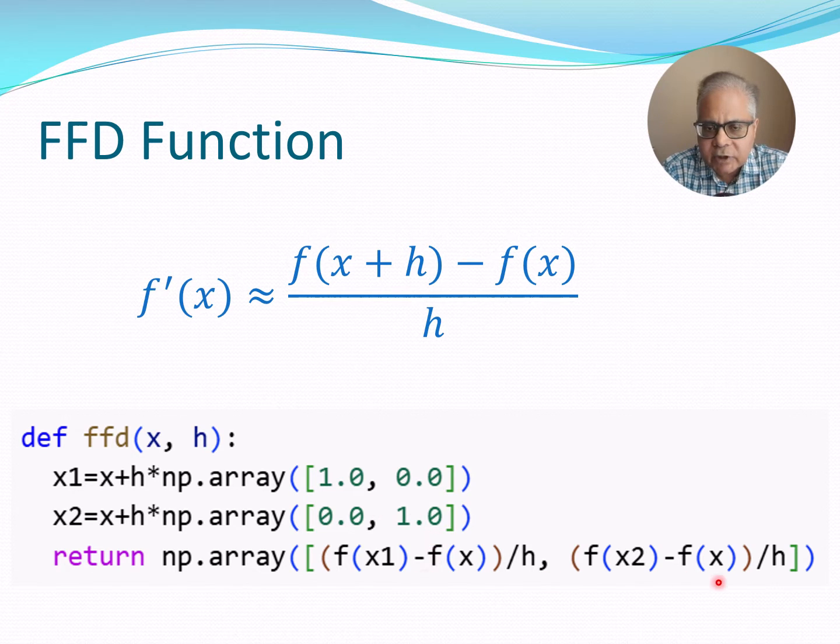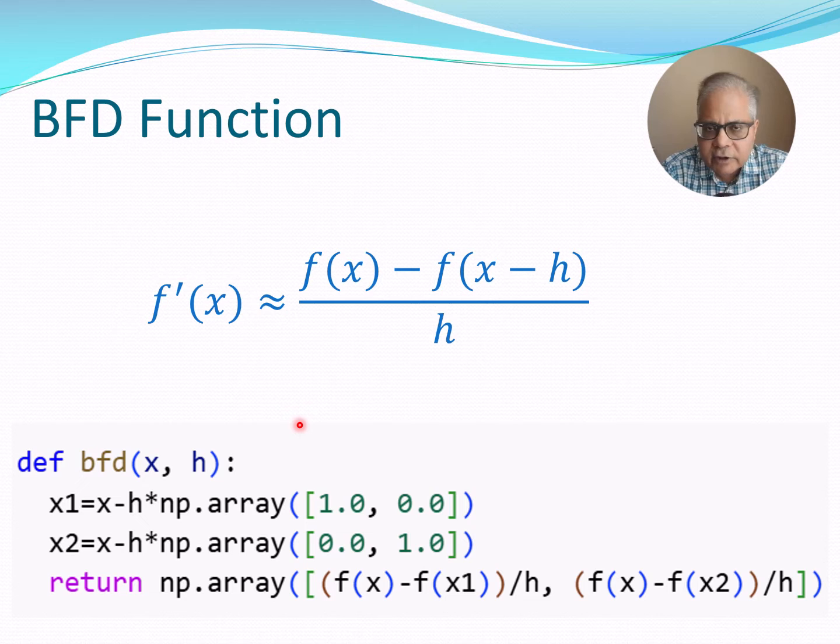And then I simply calculate this here by taking f(x1) minus f(x) divided by h, and f(x2) minus f(x) divided by h. So in the first case, I am perturbing the x1 variable, and in the second case, I am perturbing the x2 variable. And both these are of course being perturbed by the amount h, which is a small number which is coming into the function here. And the function is going to return the gradient vector in this problem.